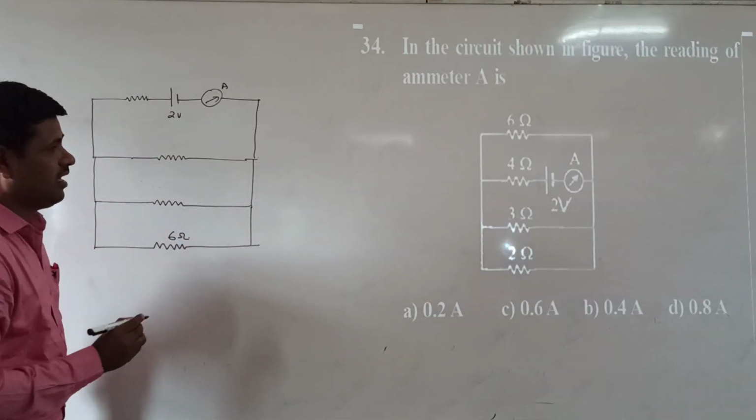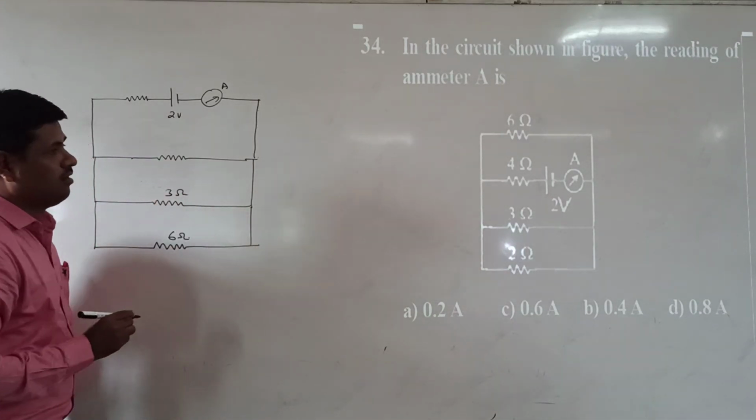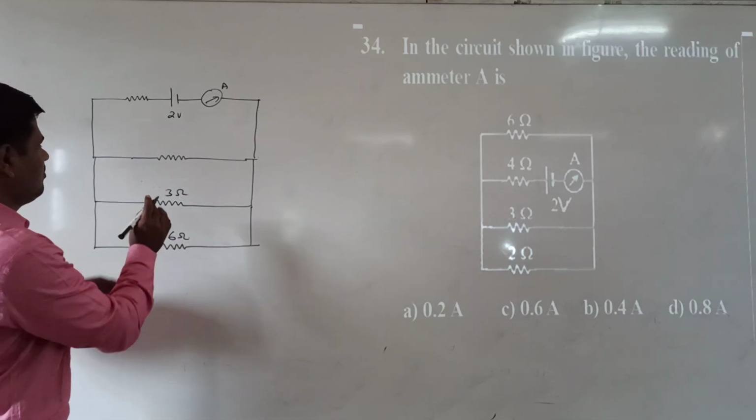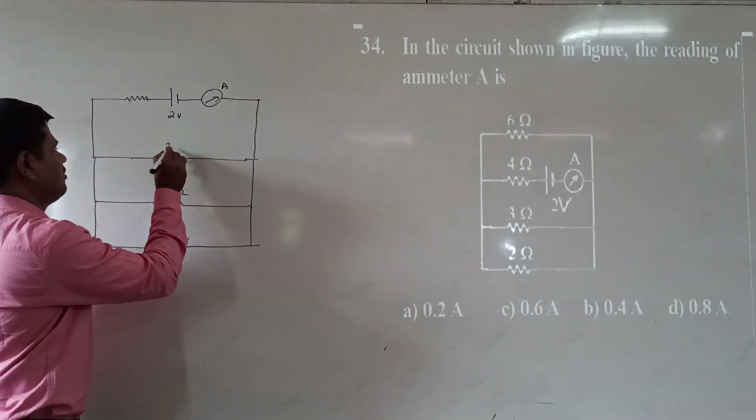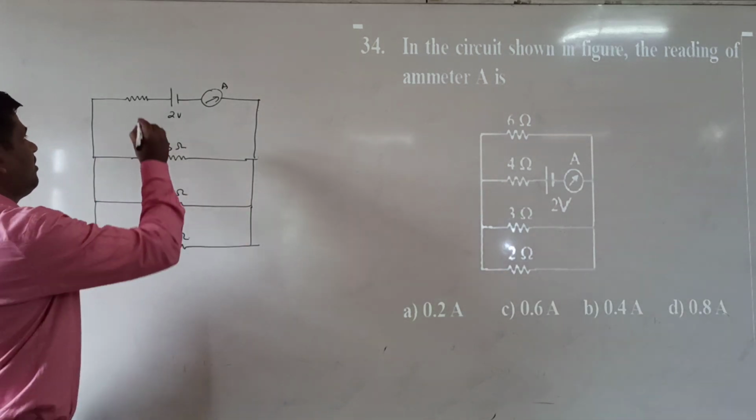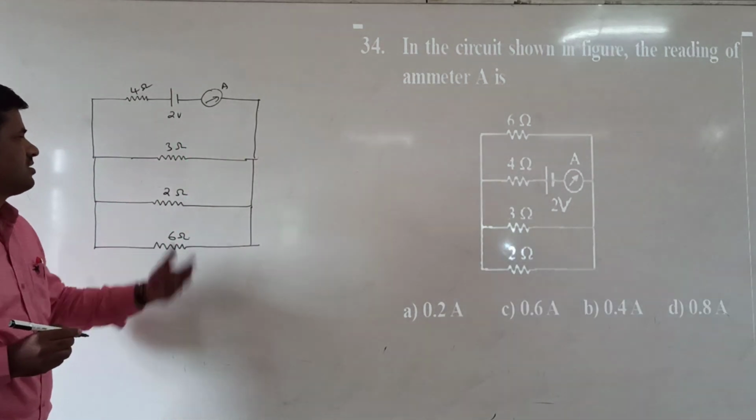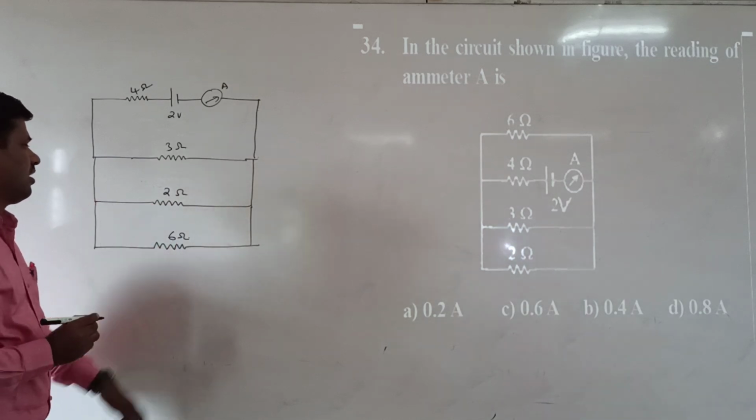This is 6 ohm. Now this is 3 ohm. Now this is 2 ohm. Next, this is 3 ohm. Now what will be here? This is 4 ohm. When changing the circuit like this, this here is in the parallel combination.